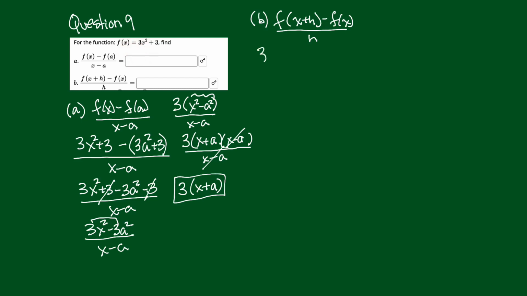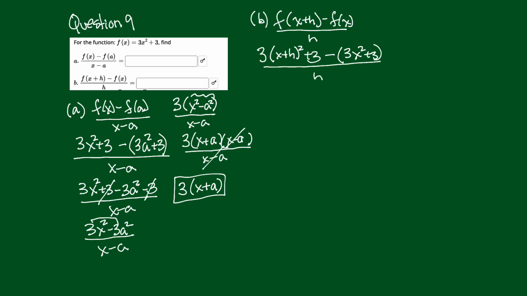It will look like this. 3 quantity x plus h squared. And then I still have that plus 3, right? Be careful. It's 3 and then x plus h squared plus 3. Now, minus, there's the minus. Get that minus sign. F of x itself. Well, f of x is right here. 3x squared plus 3. But more than one term, so get parentheses for all of it. 3x squared plus 3. All of that's divided by h.